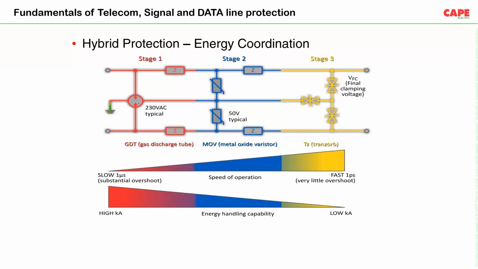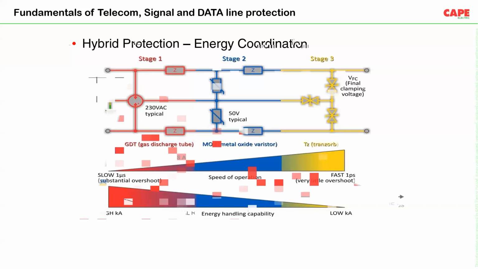Below, we have shown a graph. The first one is about the response time. The response time of a GDT is the slowest. MOV is faster than GDT, and the TVS or the diode is faster than MOV. Below that, there's a graph about the energy handling capacity. So GDT can handle the highest amount of surge. MOV can handle a little bit less surge compared to GDT, and the diode can handle very little surge. Because of this energy coordination, the maximum energy will be going through the GDT, and very little energy will be going through the TVS or the silicon avalanche diode.